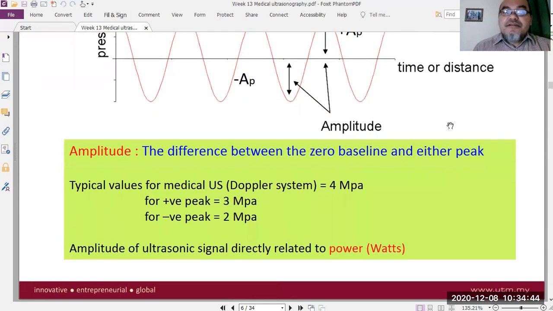A typical value for medical ultrasonography, ultrasound in the Doppler system, is 4 megapascal, between 0 pascal and the maximum compression or maximum rarefaction. Here the positive peak is about 3 megapascal and the negative peak is about 2 megapascal. The amplitude of this ultrasonic signal is directly related to the power being supplied by the electronics to the transducer, in watts.